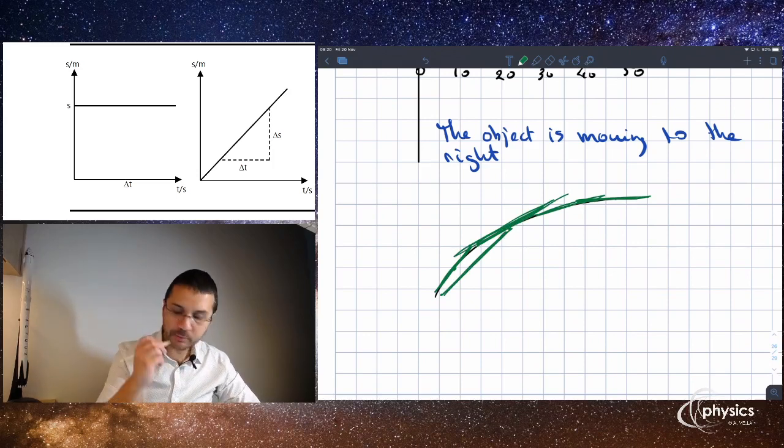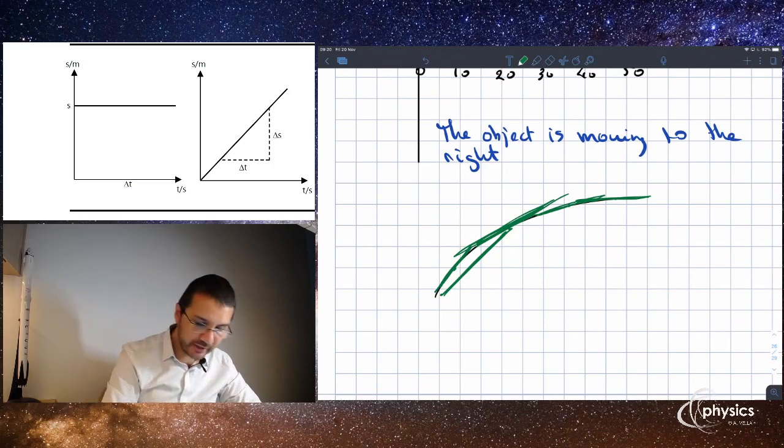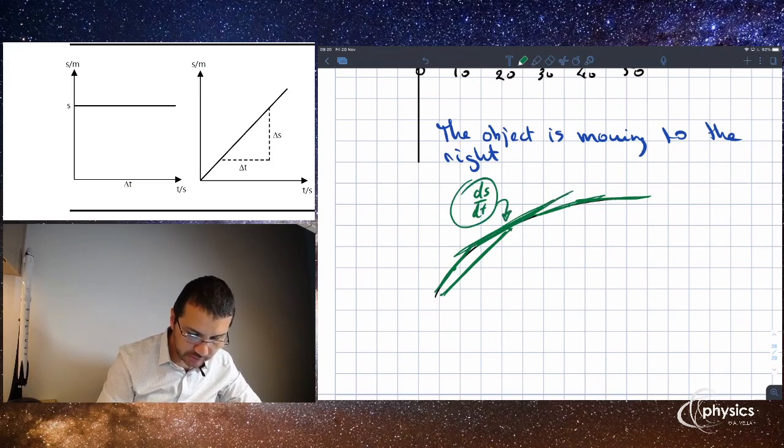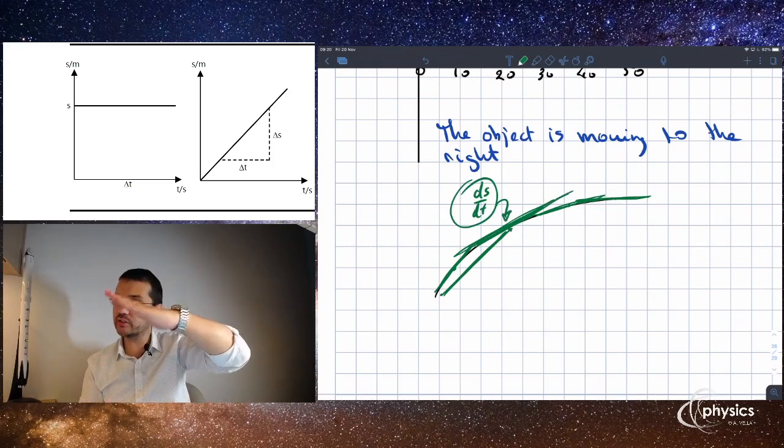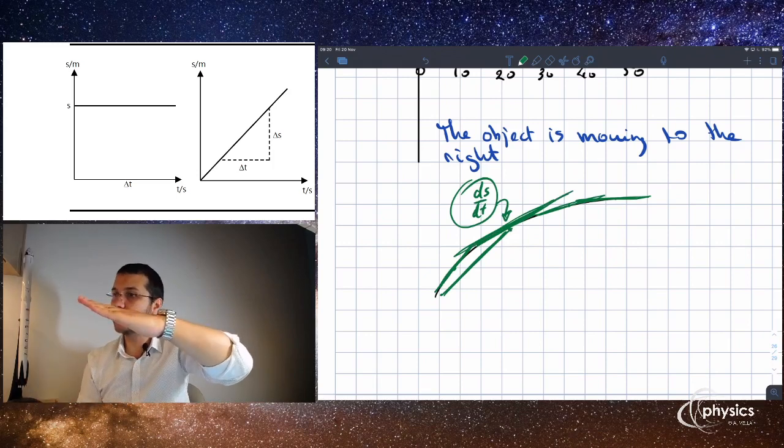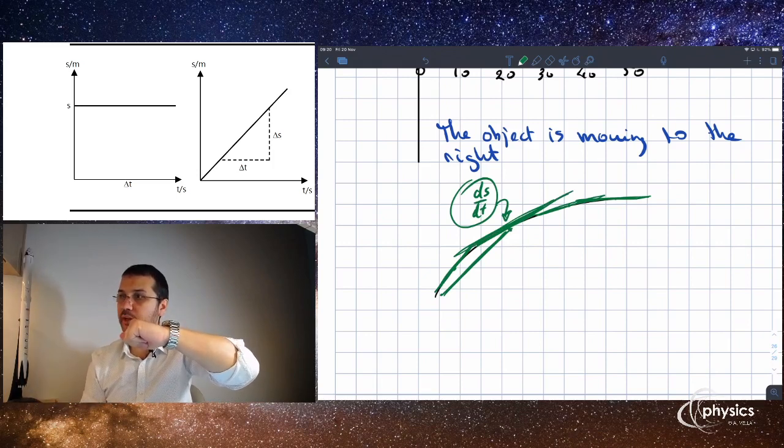So, in some way or another, when I write ds by dt, it means that I am going to try to find this slope which is touching the curve. Are we in agreement? Did we understand here?